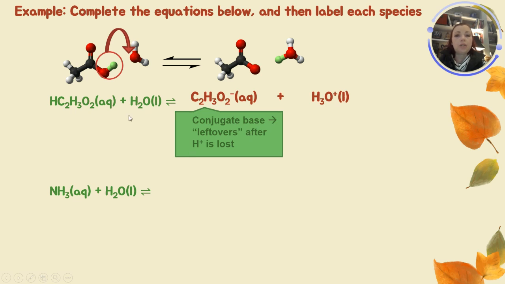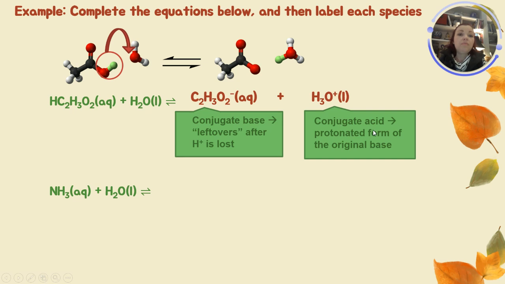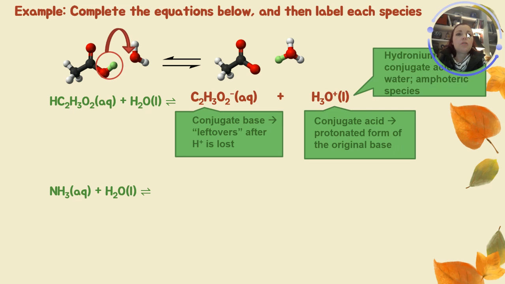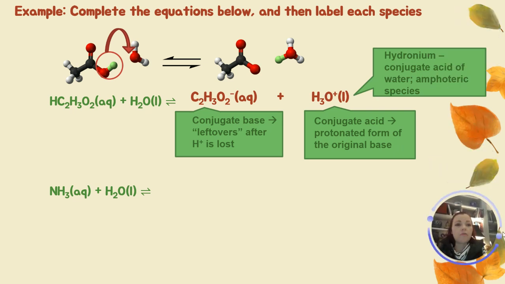Now in this reaction, your water then is acting as the base, and then your hydronium is the conjugate acid. It's the protonated form of the original base. So remember that the acid is the hydrogen donor and the base is the hydrogen acceptor. And so water in this situation acts as a base. Okay, so hydronium is the conjugate acid of water. It's called an amphoteric. Sorry, this is incorrect. Let me fix that really quick. Right, so hydronium is the conjugate acid of water.